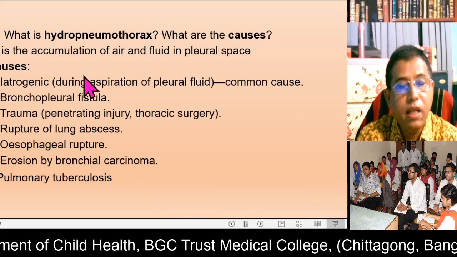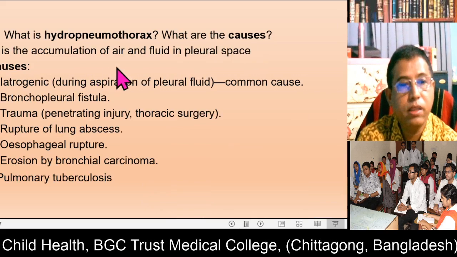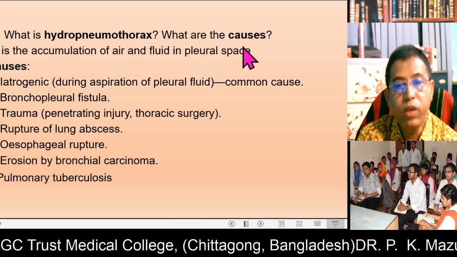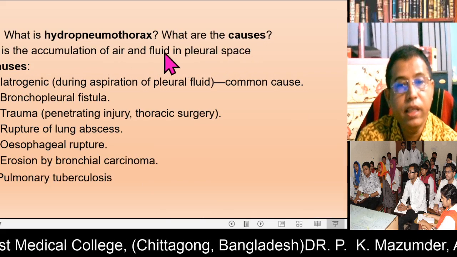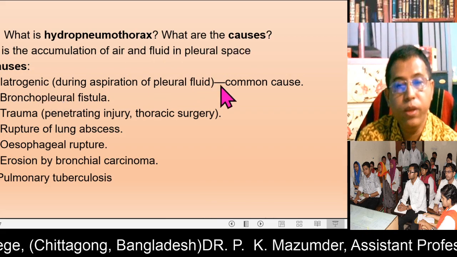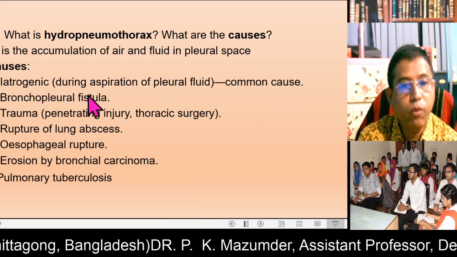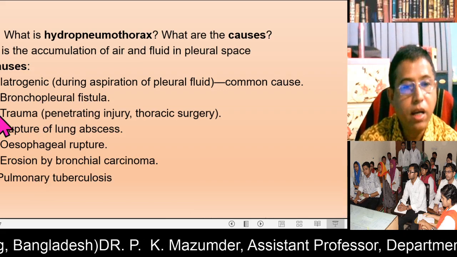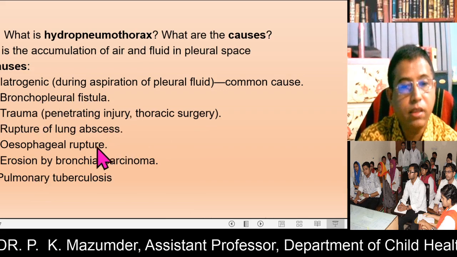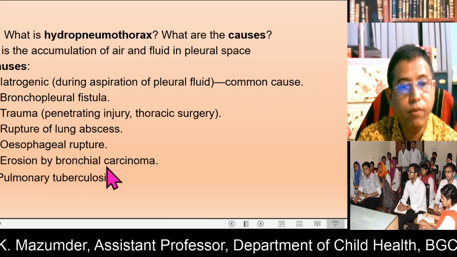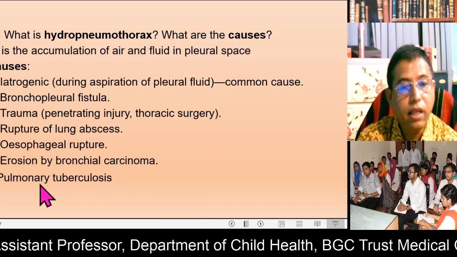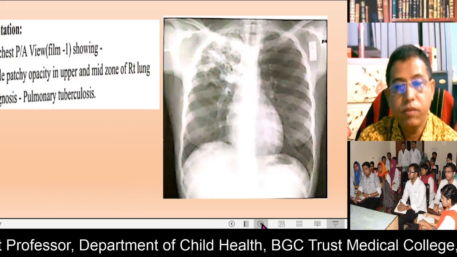Now, what is hydropneumothorax? What are the causes? It is the accumulation of air and fluid in the pleural space. Causes are iatrogenic, during aspiration of pleural fluid. Common causes: bronchopleural fistula and trauma, penetrating injury or thoracic surgery, rupture of a lung abscess, esophageal rupture, erosion by bronchial carcinoma, usually in adults, not in children, and pulmonary tuberculosis.